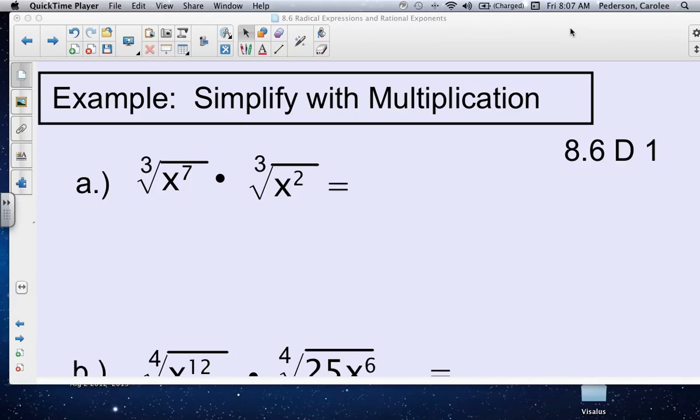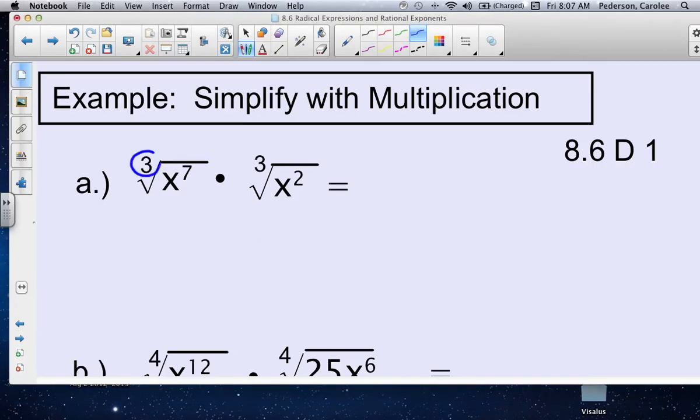They're both cube roots. Remembering from square roots that in order to multiply radicals together, they must have the same index. So the index in both of these is 3, so we can combine them into one radical. When you combine them into one radical, the index is still 3, and now you have x to the 7th and x to the 2nd. When we get those together, we get x to the 9th.